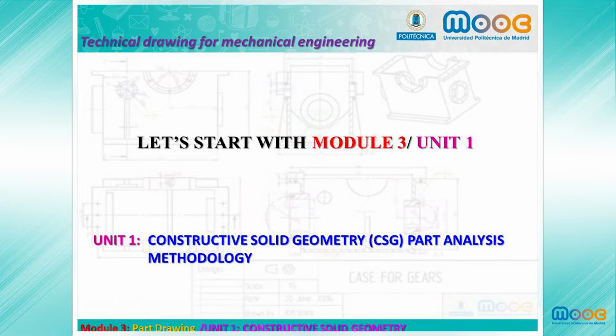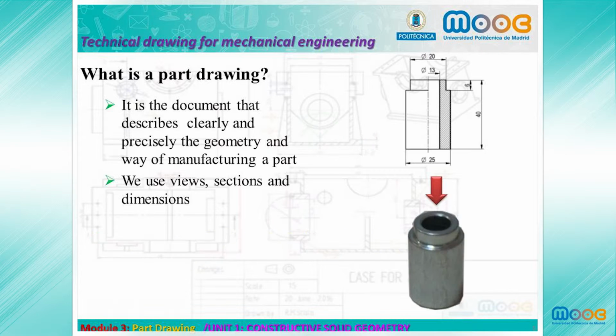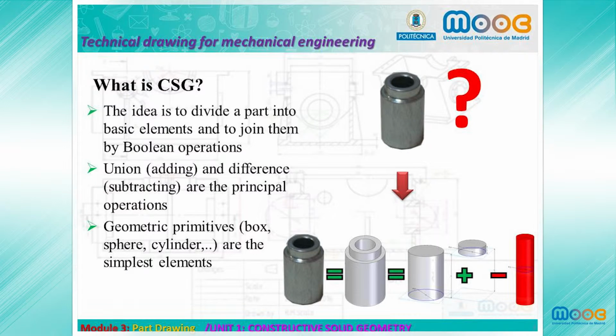Now let's start with Module 3, Unit 1, Constructive Solid Geometry, Part Analysis Methodology. What is a part drawing? A part drawing is the document that describes clearly and precisely the geometry and way of manufacturing of a part. For this purpose, we use views, sections, and dimensions that finally lead to the manufacturing of our real part.